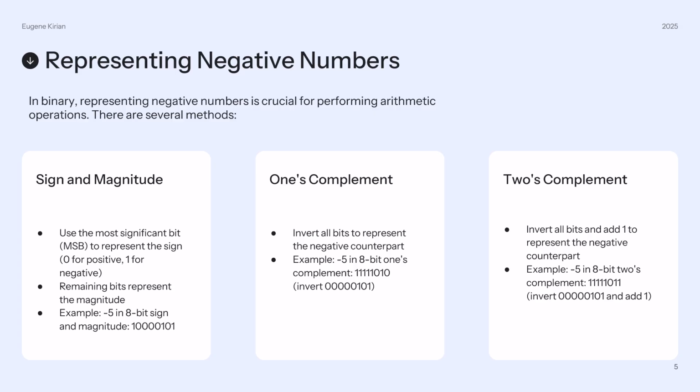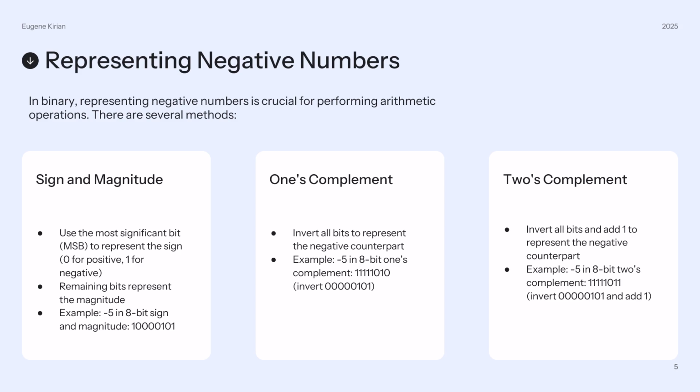Next, we have 1's complement, where we simply invert all the bits to represent a negative counterpart. For instance, -5 in 8-bit 1's complement would be 1, 1, 1, 1, 1, 0, 1, 0, which is the inverse of 0, 0, 0, 0, 0, 1, 0, 1.